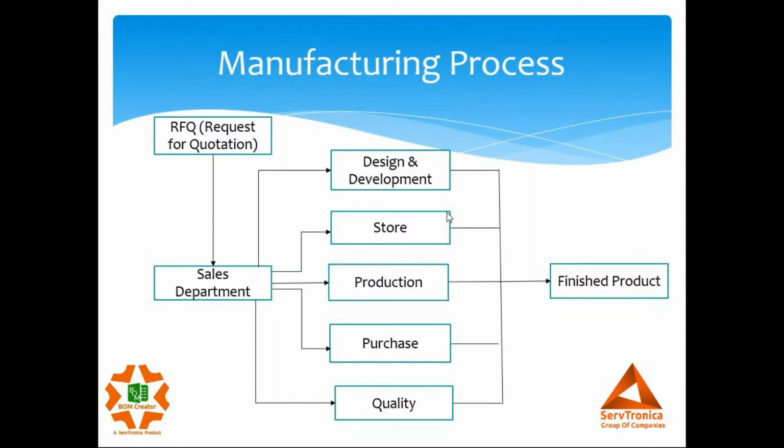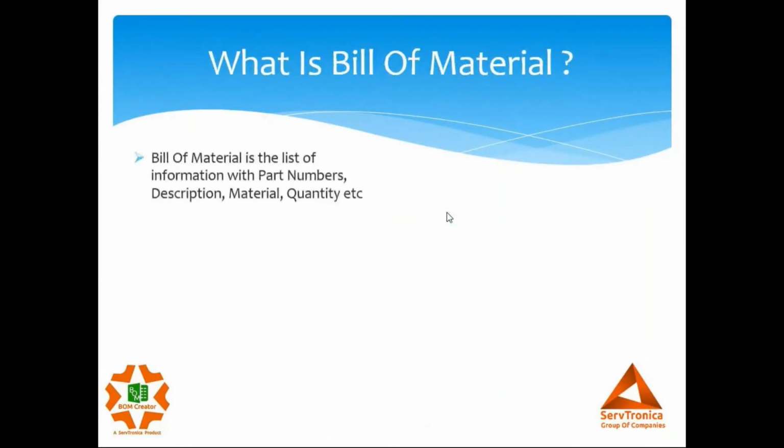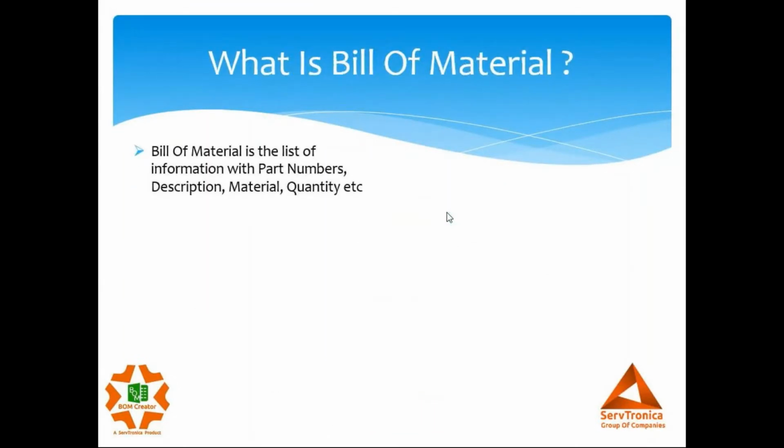Now, for executing the manufacturing process, what do we need to execute the project? We need manufacturing drawings as well as the bill of materials. The bill of material is the aspect which connects all the departments. So how does this happen? Let's first understand what a bill of material is. We'll be talking more about the bill of material today. Since you are all mechanical engineers, you might know what a bill of material is, but still I'll give a brief about it.